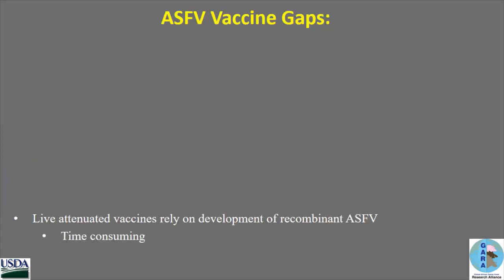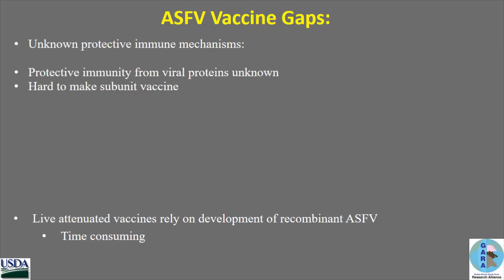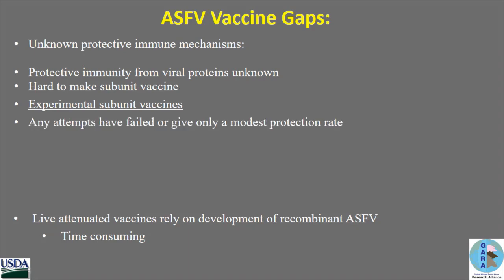So where are we with ASF vaccines, and what are the gaps? We don't know the protective immune mechanisms. Protective immunity from viral proteins is unknown. This makes it very hard to make a subunit vaccine. However, some people have tried, and there are some experiments that have been done with subunit vaccines. However, any attempts have failed or gave only a very modest protection rate.